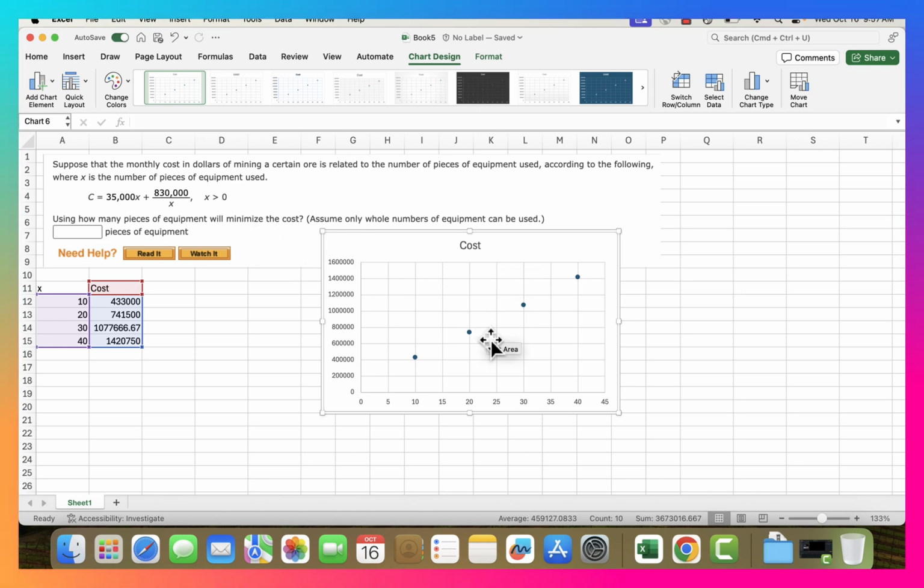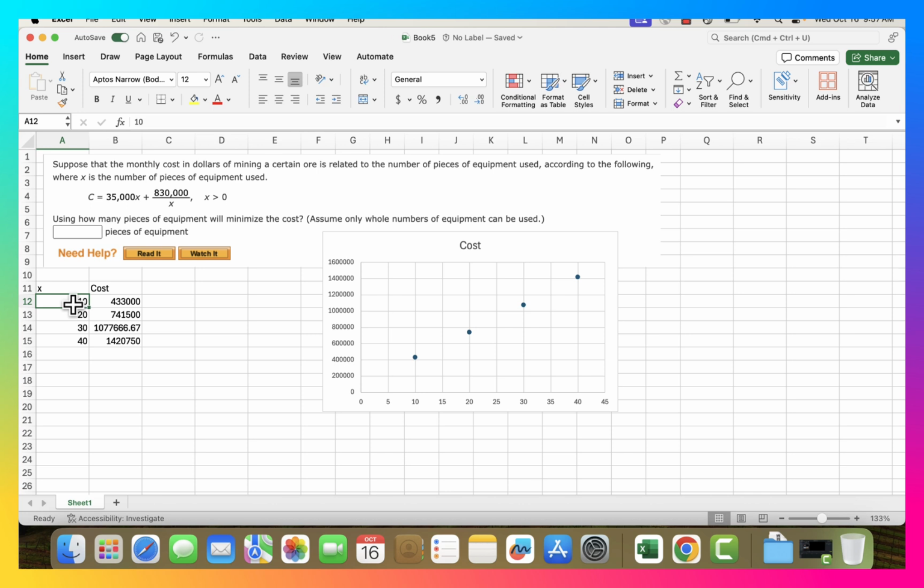Okay, so I'm trying to minimize the cost, and so far I don't have a graph that has a minimum, and it doesn't look like it's going to get smaller over on this side. So I'm going to investigate, change my number and look more between 0 and 10. If I put in 0 though, I get a divide by 0 error because 0 is not in the domain of my function. So the smallest I could go would be 1.